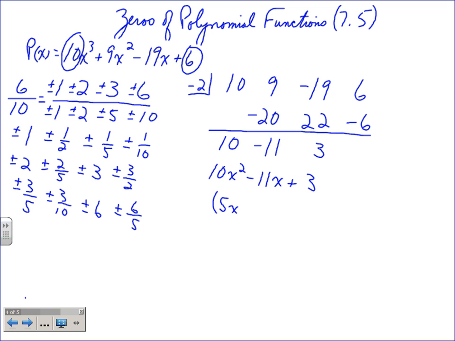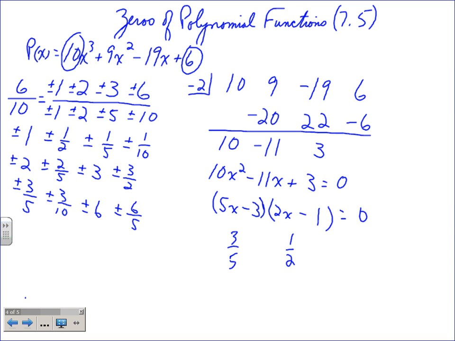I'm going to try 5x and 2x. And we'll try 3 and 1. 15 and 2. Does that work? No. We can't get 11 from 15 and 2. So let's try 3 and 1 here. 5x and 6x. Yeah, that gives me 11x. It's a guess and check. And so what are the other two zeros then? 1/2 and 3/5. Is that in my list of possible ones? Yes. You can't really tell those by the graph.